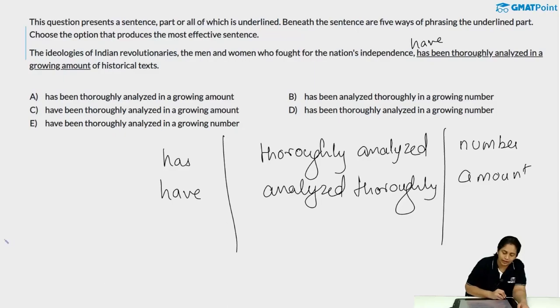So essentially, I can eliminate every option which has. So A, B and D can be eliminated. I'm left with C and E, have been thoroughly analyzed. So this is gone. Thoroughly analyzed is only left. So I can eliminate this clearly.